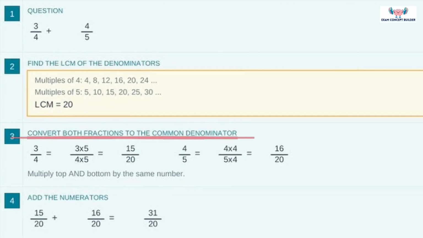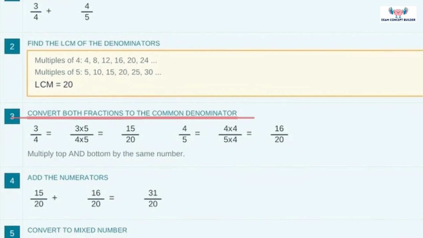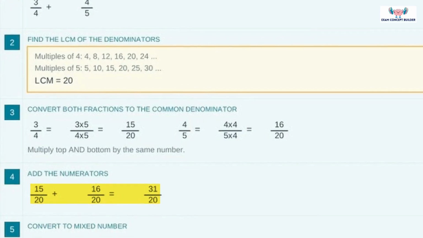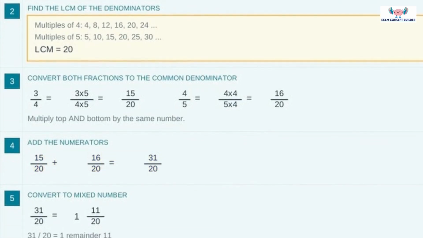Now we apply the rule of equivalence. To turn our denominators into 20, we multiply the top and bottom of each fraction by the exact same number. 3/4 becomes 15/20, and 4/5 becomes 16/20. The ratios haven't changed, but now the pieces are the same size. With matching denominators, we simply add the new numerators across to get 31 over 20. Since the top number is larger, we divide 31 by 20 to convert this improper fraction back into a mixed number. We get 1 whole with 11/20 remaining.